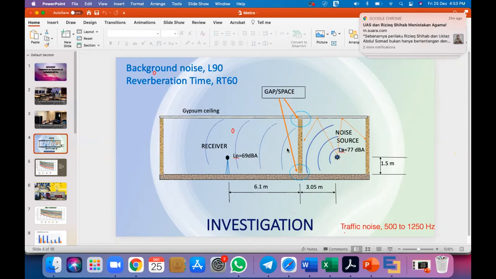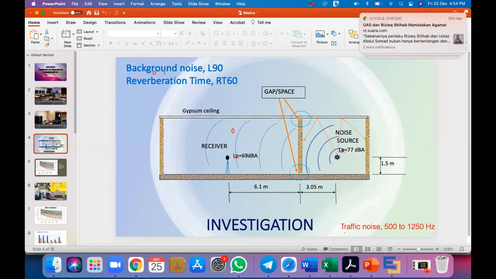So we need to treat the room, not only acoustically, but also this one. We need to cover this one, because if we only treat the room acoustically by changing the ceiling, this one still has a gap here. It can still be heard over here. It cannot overcome the problem.